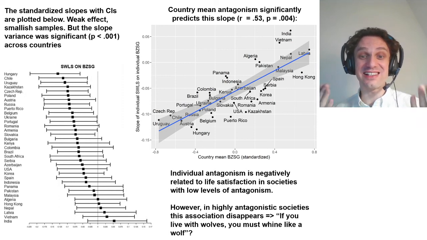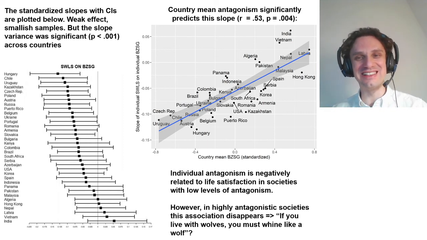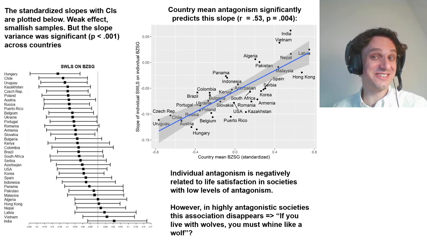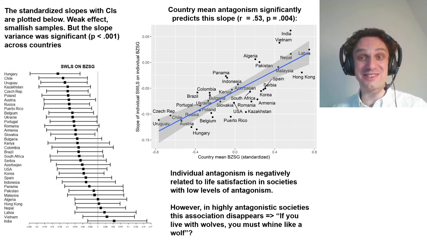So a potential explanation: if you live in a place where everyone is antagonistic, you must also be a little bit more antagonistic, but that probably is not going to have a negative effect on your satisfaction with life, because it's going to be adaptive.